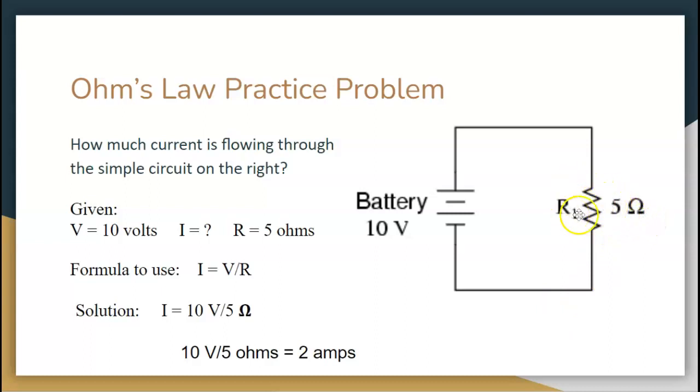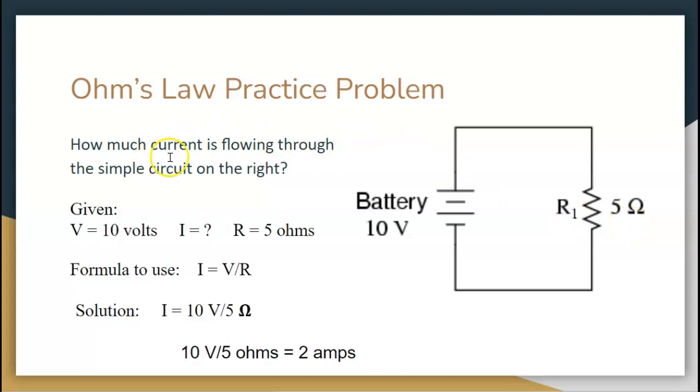Now this symbol, this little zigzag, is a resistor. Some folks use this for a light bulb. It is what it is. You'll get used to it if you're using it in a certain context. All I know is it's definitely used for a resistor. So 5 ohms is our resistance.